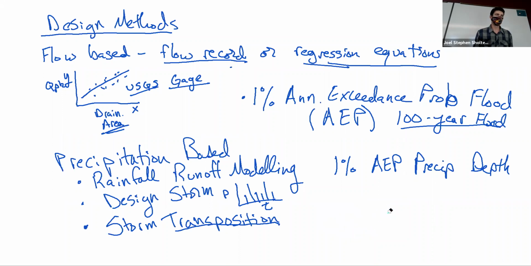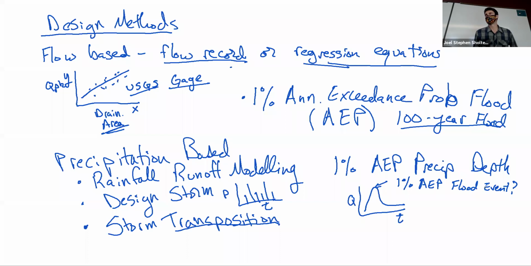Okay, so when we do flood events here, it's not super direct. If we do the 1% precipitation depth and then we get a hydrograph out of that, this peak discharge, is that the 1% AEP flood event? What do you think, Christian? So the answer is not necessarily. And why is that?